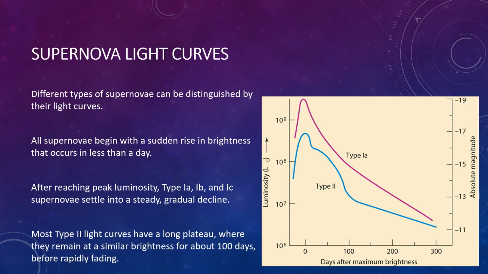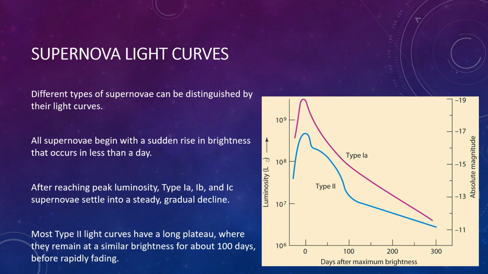In addition to the differences in their spectra, different types of supernova can be distinguished by their light curves. All supernovae begin with a sudden rise in brightness that occurs in less than a day. After reaching their peak luminosity, Type 1a, 1b, and 1c supernova settle into a steady, gradual decline in luminosity, like you see by the pinkish line in the figure. By contrast, most Type 2 light curves hang on with a long plateau where they remain at a similar brightness for about 100 days before rapidly fading.